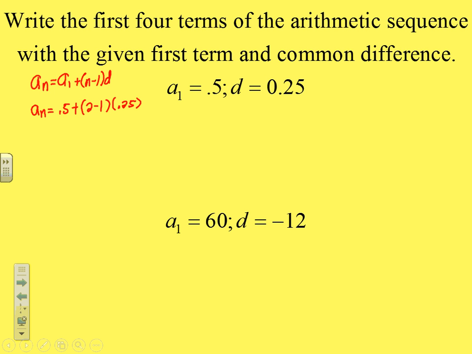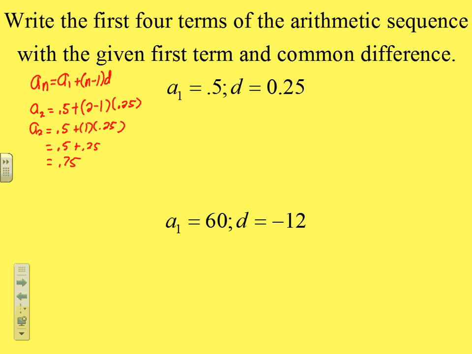Okay, well, let's simplify it and see what we get. Let's go ahead and change that n here from a sub n, because now we're going to be finding the second term, a sub 2. So a2 will be 0.5 plus 1 times 0.25. And so that really just gives you 0.5 plus 0.25, which is 0.75. And so that would be the second term.